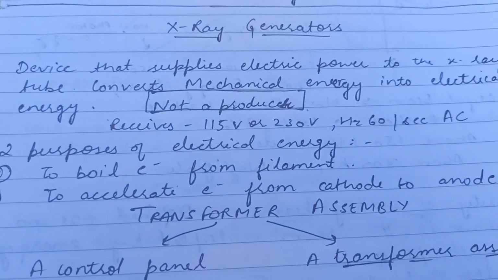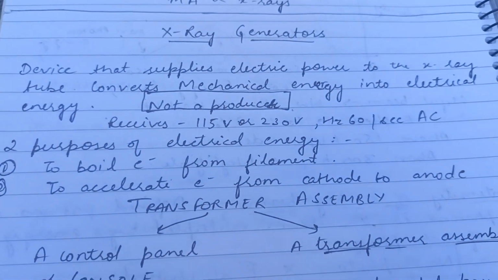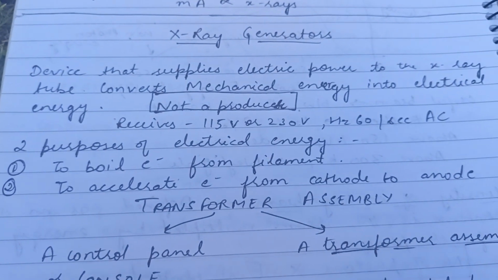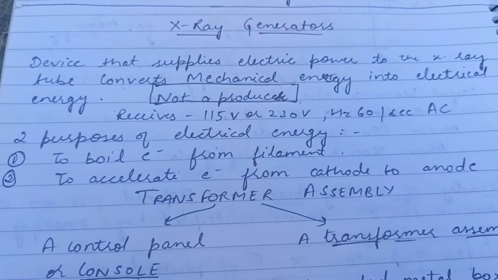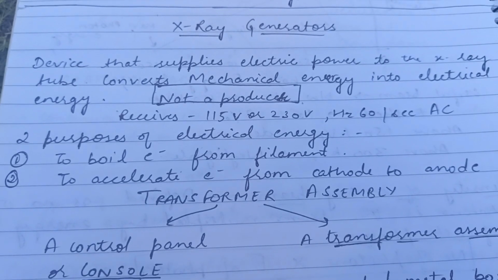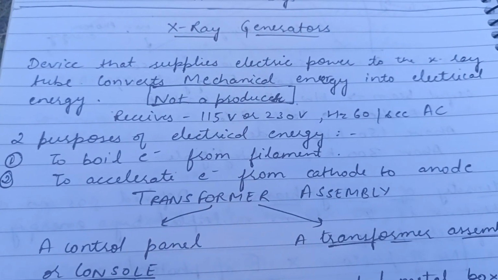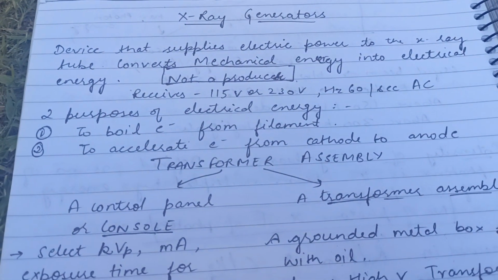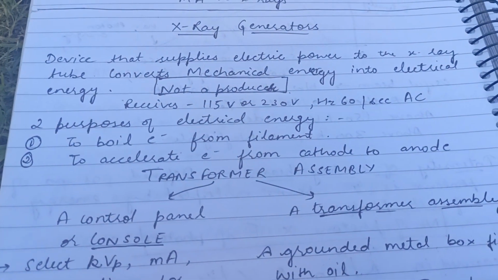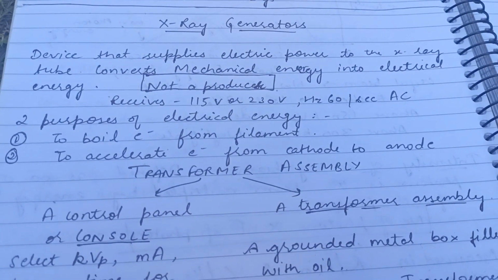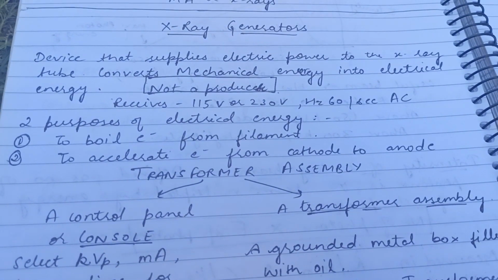X-ray generator. It is a device that supplies electric power to the X-ray tube, and it converts mechanical energy into electrical energy. It is not a producer. Rather, it is a converter which converts one form of energy into another form. So it receives around 115 to 230 volts and operates at the frequency of 60 Hz per second and produces AC current.